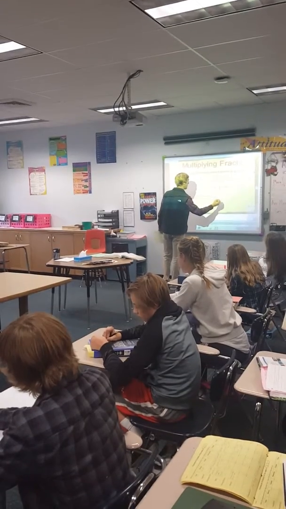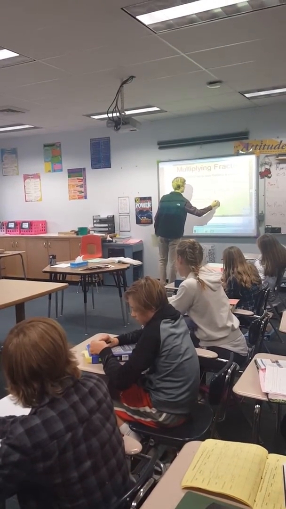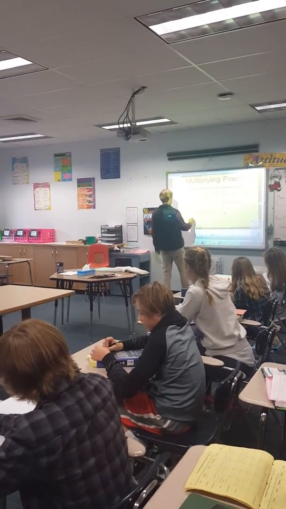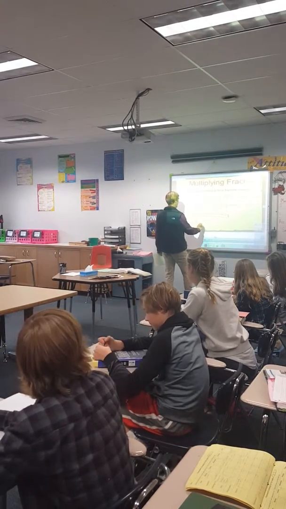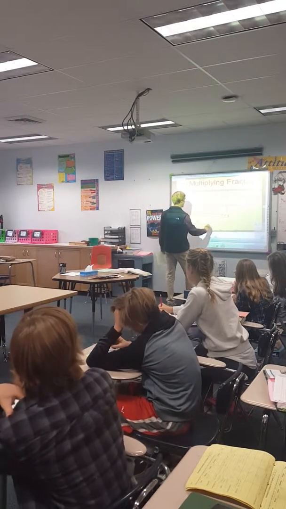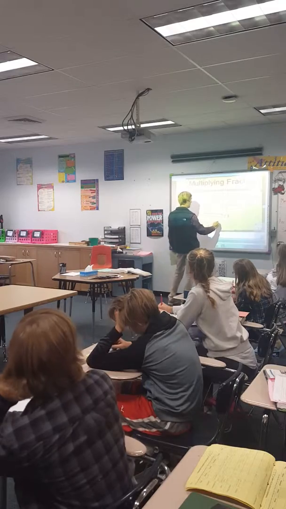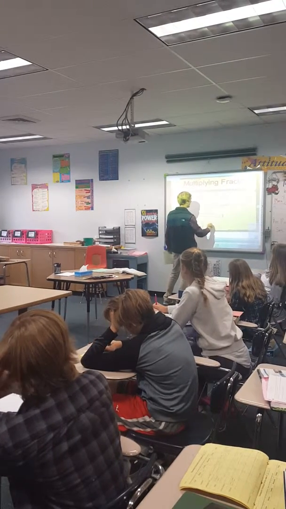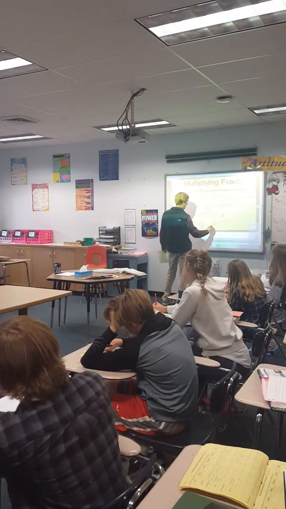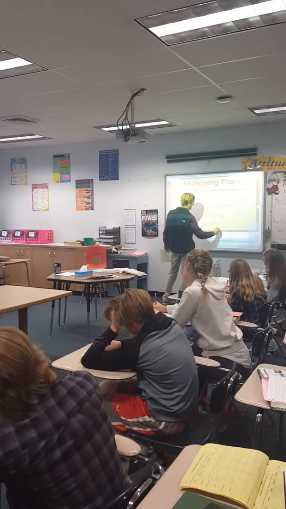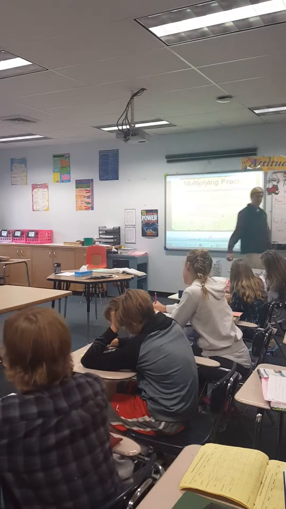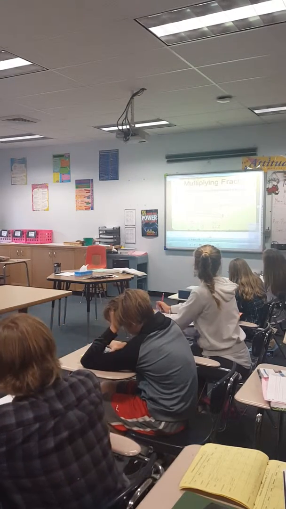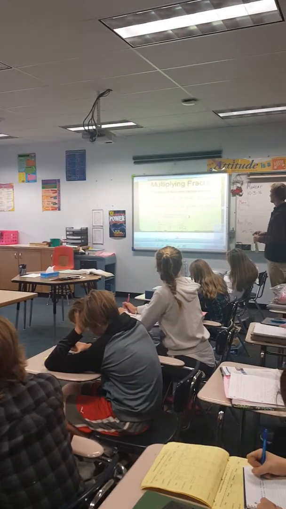So, if I have two fractions, we'll just call them A over B, being multiplied by C over D, that's going to be equal to A times C divided by B times D. So take a second, get that jotted in your notes, because that will be important.